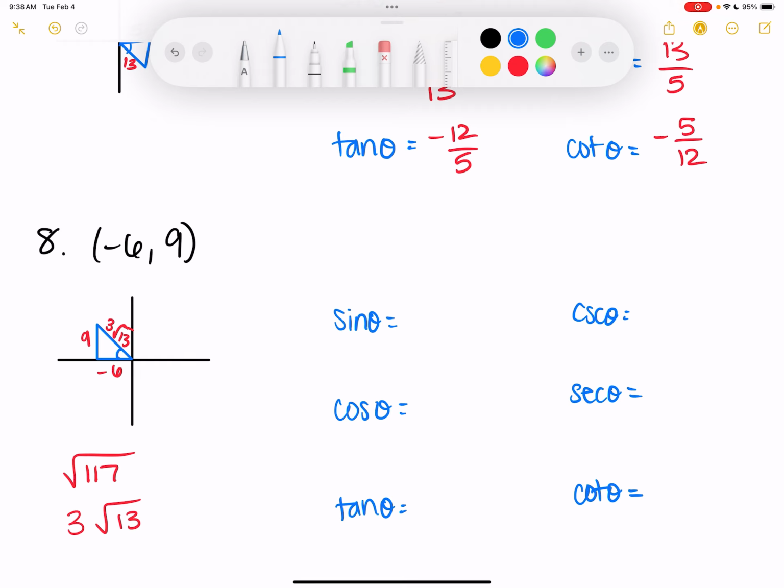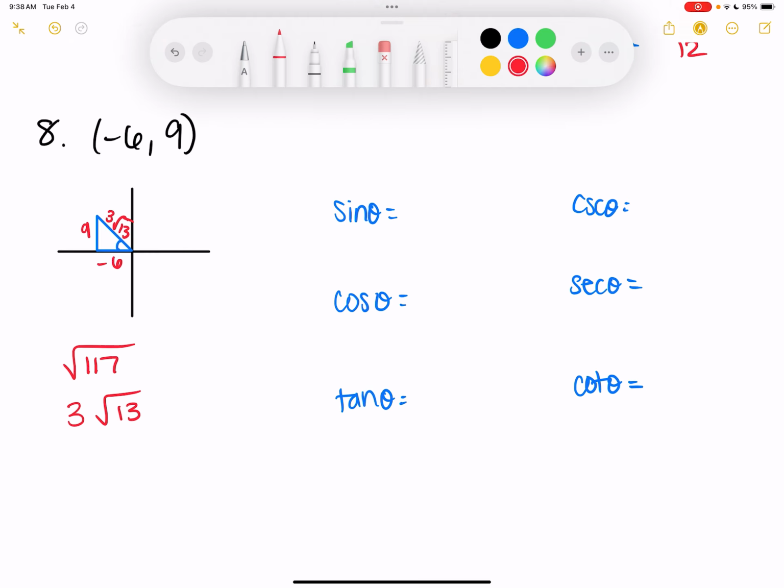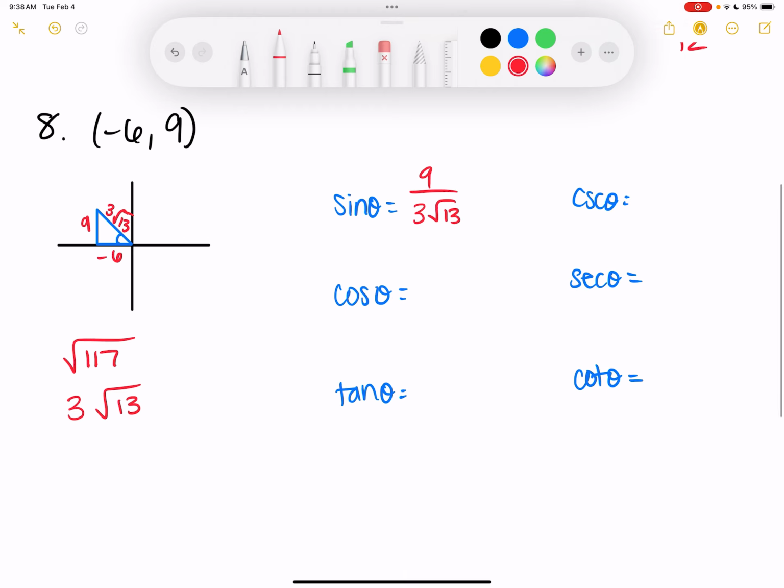Anyways, okay, sine of theta is going to be opposite over hypotenuse, which is 9 over 3 root 13, but you have to multiply each side by square root of 13. How about I also reduce? So it's 3 square root of 13 over 39, so it's square root of 13 over 13. Oh, I forgot about 3.